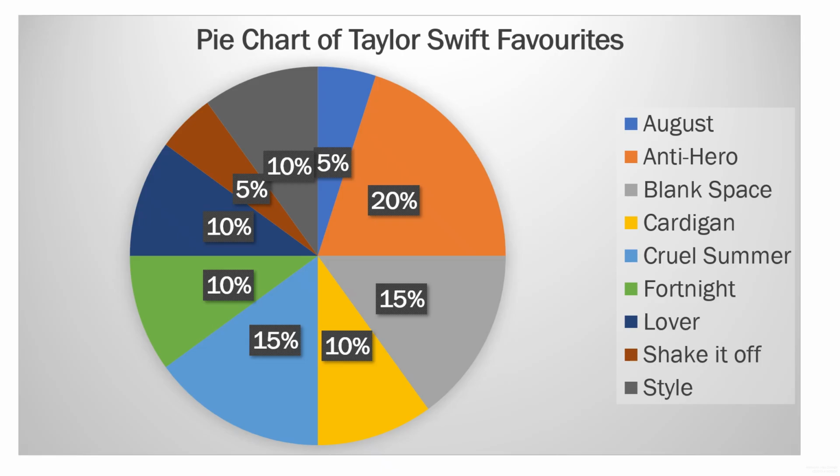For example, it says pie chart of Taylor Swift's favorites. You don't know how many people this was based on because it's a percentage. So it could be based on like three different people. It's just not a good visual at all.